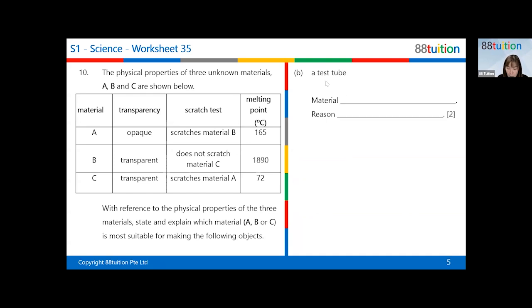All right, next, test tube. You want to make a test tube. Do you know how a test tube looks like? Have you all actually worked with a test tube? Yes, right. When you have a test tube, you use it inside the science lab. What do you usually use it for? To contain chemicals, right? So you put chemicals inside it.